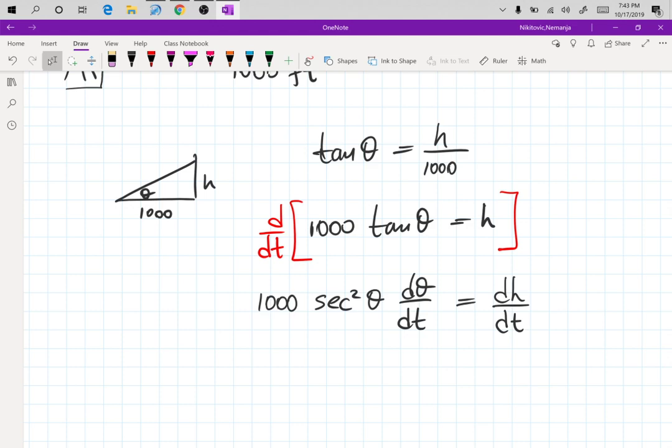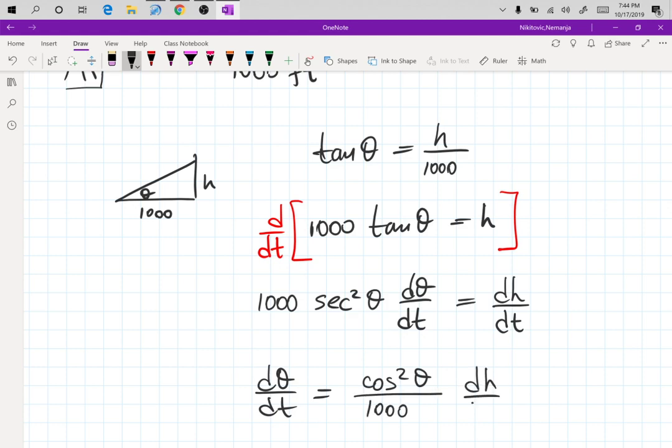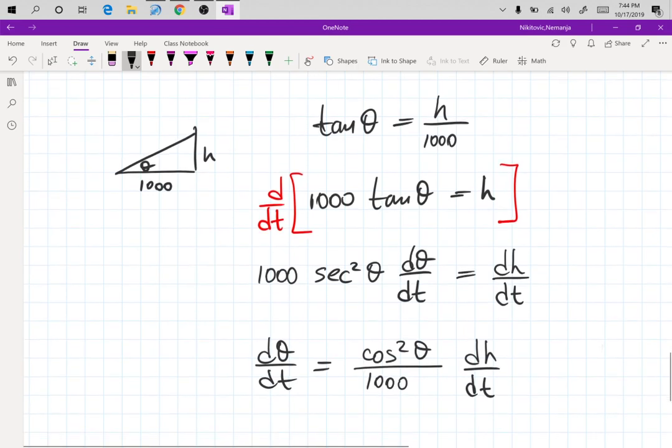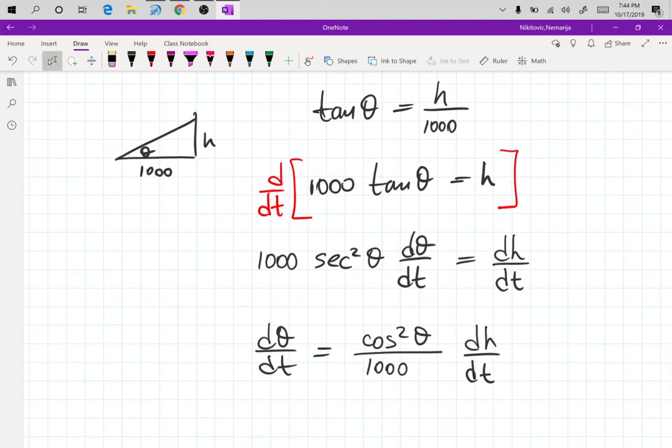Now, you can move secant squared to the other side, and you will get d theta dt is equal to cosine squared theta divided by 1,000, and then dh dt. Cool?